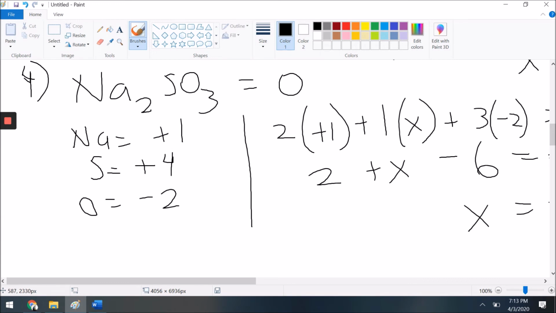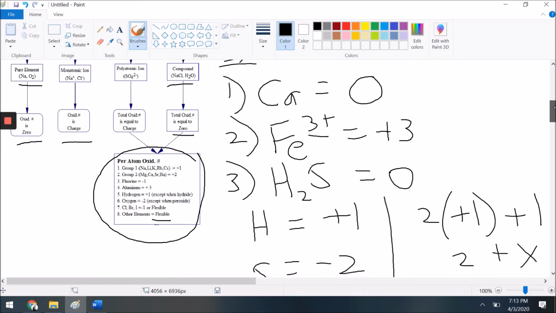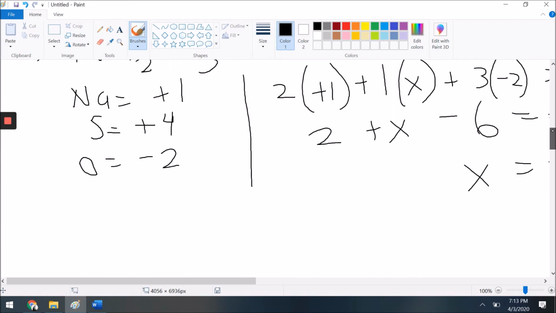Notice for sodium sulfite, the oxidation number for sulfur is +4. The one before it, there you go, hydrogen sulfide, it was -2. Hence, that's why sulfur is considered a flexible element. It can have more than one different type of oxidation number. So hence, you have to make sure you set up an algebraic expression. Okay. One last example.